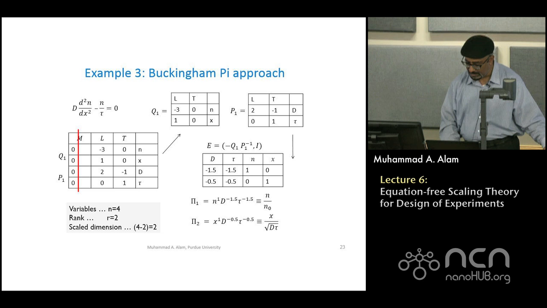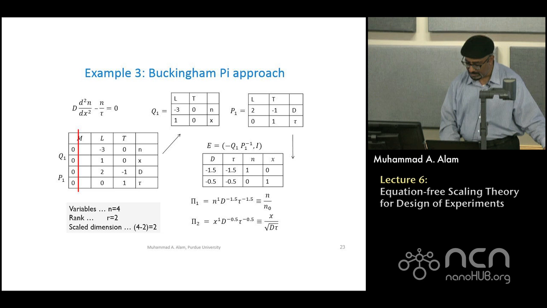Now, does it make any sense? Remember, d is centimeter squared per second, tau is second. So therefore, the unit of all this is centimeter cube, and density is number per centimeter cube. So this is dimensionless, and that gives you a scale for n naught.